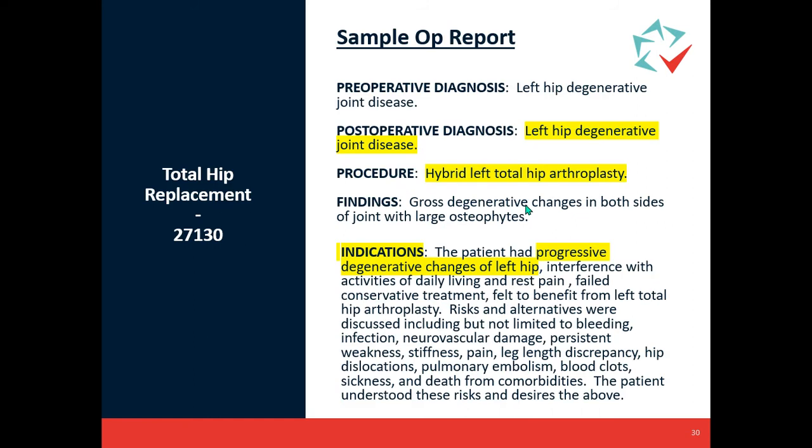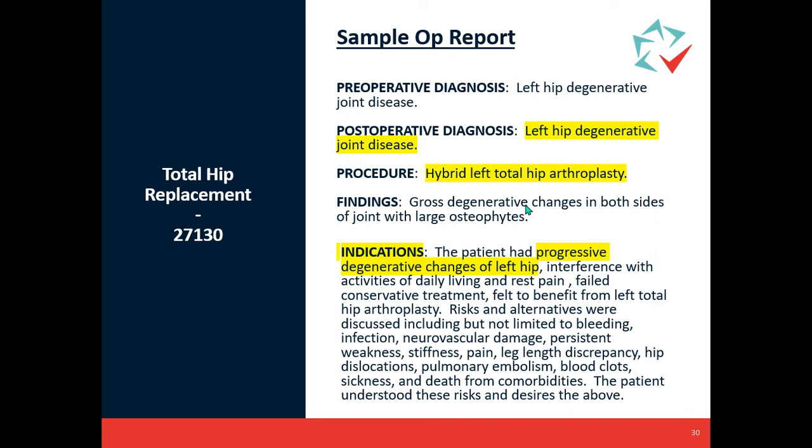Okay, now let's look at a sample op report for a total hip arthroplasty. The highlighted areas represent components that must be present in order to bill for the procedure. The pre- and post-op diagnoses here are both left hip degenerative joint disease. Our procedure is a hybrid left total hip arthroplasty. Indication, patient had progressive degenerative changes of the left hip.